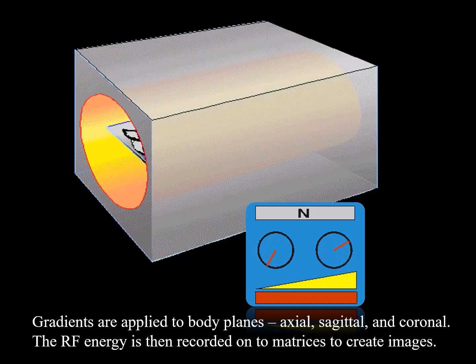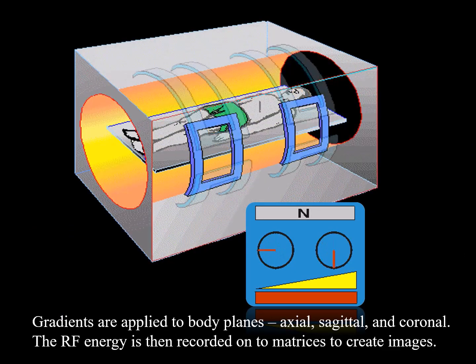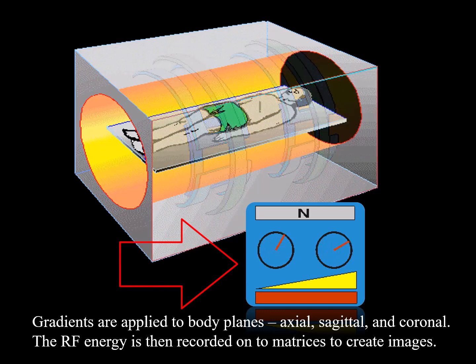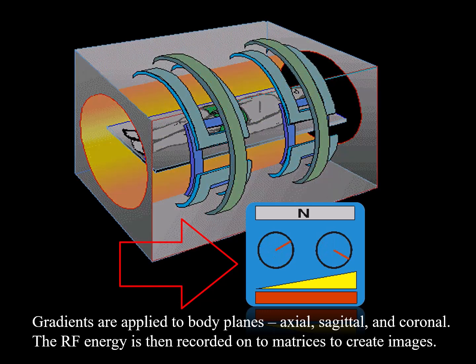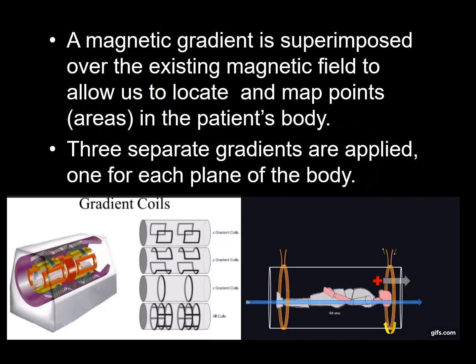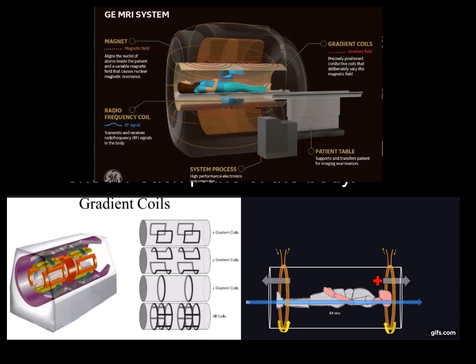Here we see the axial, sagittal, and coronal gradients being applied, superimposing their energy over the original energy of the magnet. Again, they are heterogeneous and not homogeneous, and they are on a gradient or a slope. This allows us to pinpoint or map the tissues in the body. Here we can see the different gradients, and when you're in the magnet, you can hear them being applied. They have that knock, knock, knock, knock, knock noise. This is the sound of power being applied at one end of the gradient and then power being applied at the other end of the gradient. The power applied at each end is different, therefore we get a slope.